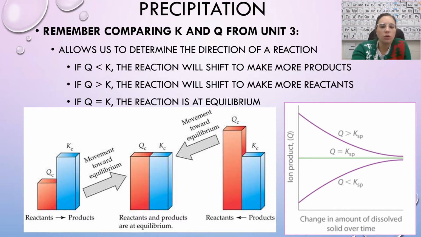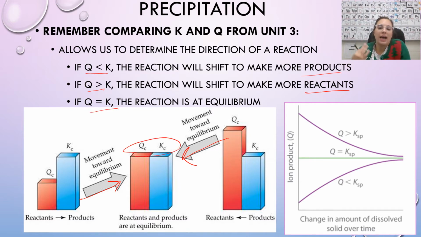So if Q is less than K, we got to go to the right towards the products. If Q is greater than K, we got to go to the left towards the reactants. And if Q does equal K, then we are already at equilibrium. This is the same concept for Q and K when we're talking about solubility.